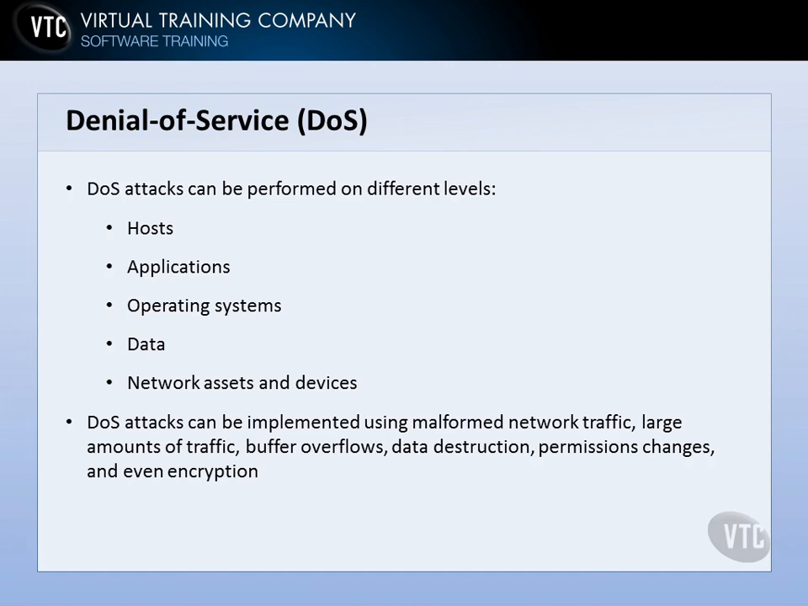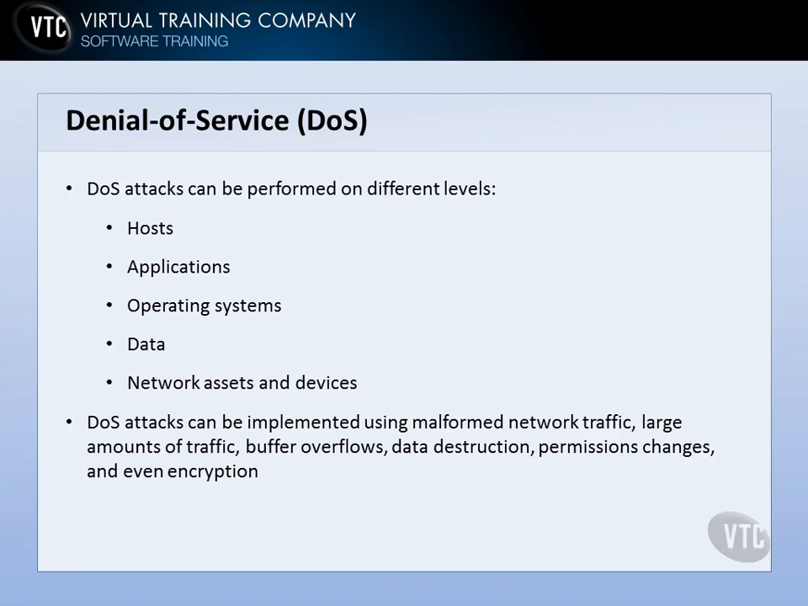DOS attacks can be implemented using a lot of different methods: malformed network traffic, crafted packets, and so forth, sometimes even just fantastic amounts of traffic or oversized packets. A malformed packet can do a lot of damage. They may also take advantage of buffer overflows, and they may destroy data. They also may change permissions on data, on folders and files and so forth, so that a user can't use them. They've even been known to use encryption to encrypt data and then hold that data for ransom, so a user would have to pay in order to get access back to that data.